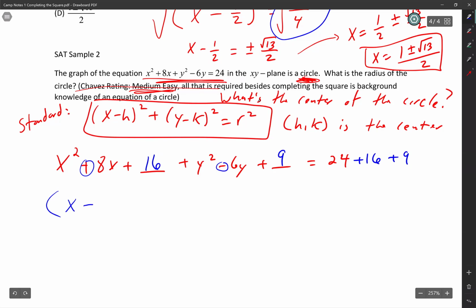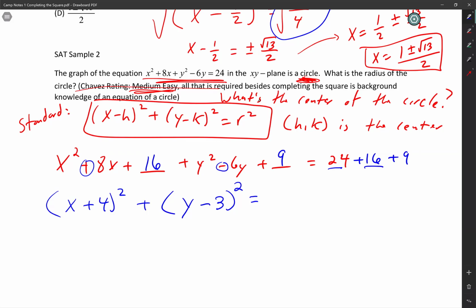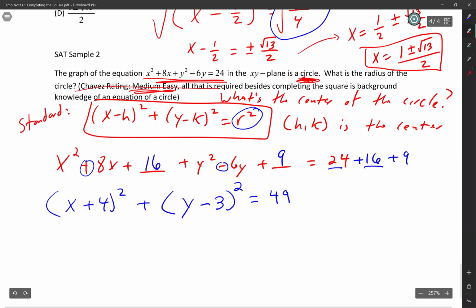So this is going to be an x plus 4 with a square on it, plus, and this trinomial y squared minus 6y plus 9 is going to look now like y minus 3 with a square on it, equals, let's see, 24 plus 16, 40, 40 plus 9, 49. We're good? Now, this says r. R stands for radius, so I should have put that in here. Sorry, guys, bad notes. R is radius.